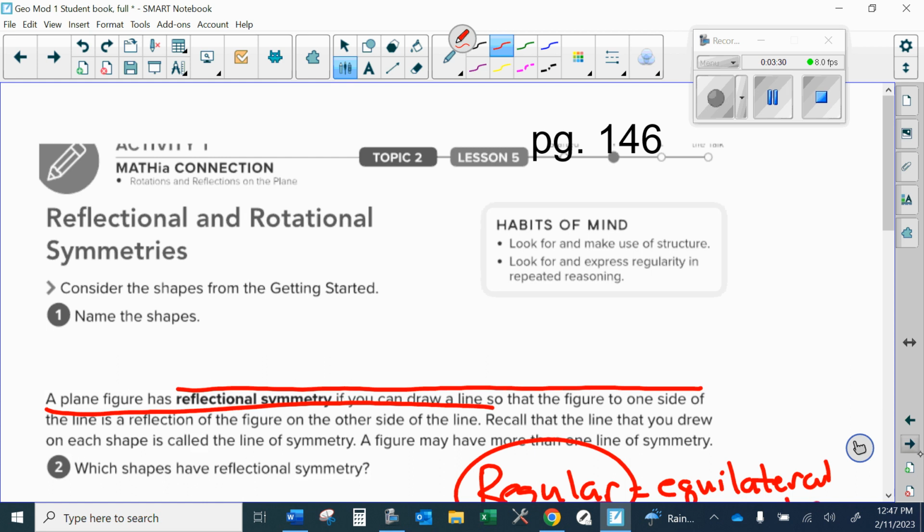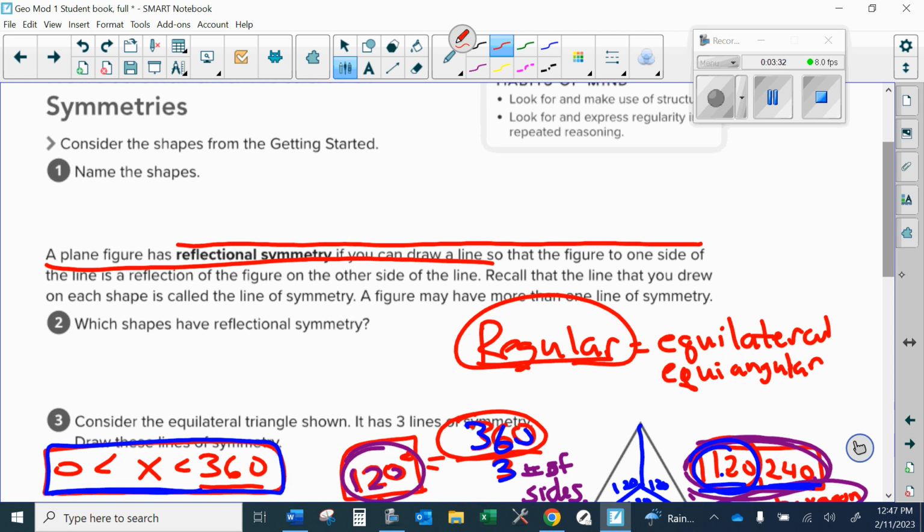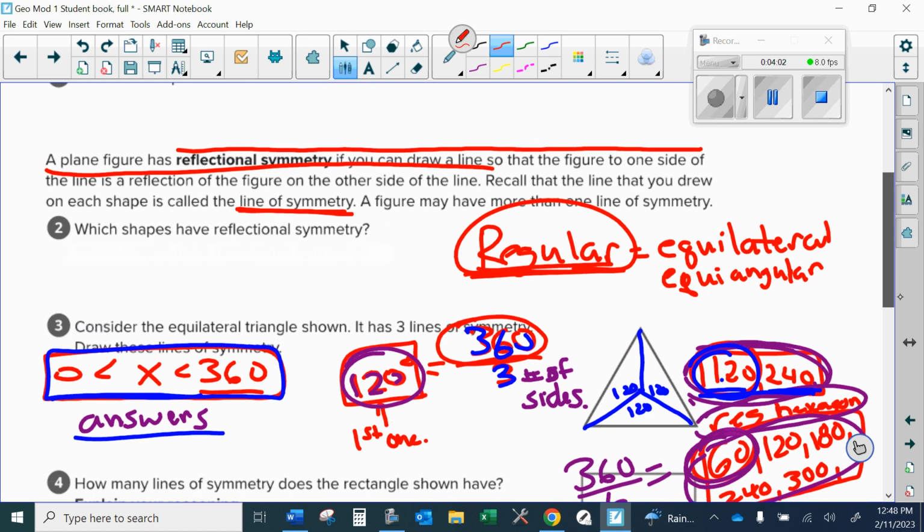Reflectional and rotational symmetries. A plane figure has reflectional symmetry if you can draw a line so that the figure to one side of the line is a reflection of the figure on the other side. That's what we just got done talking about. We were just doing those examples of reflectional symmetries. Recall that a line that you drew on each shape is called a line of symmetry. So reflectional symmetry means you have lines of symmetry. I already told you, again reviewing, the word regular means equilateral and equiangular.